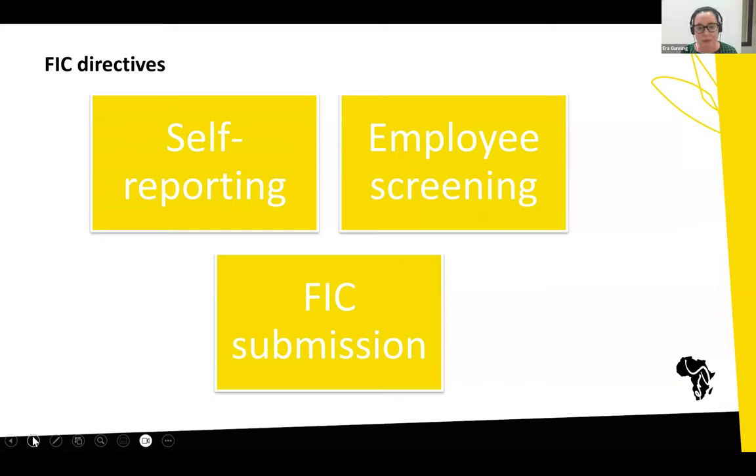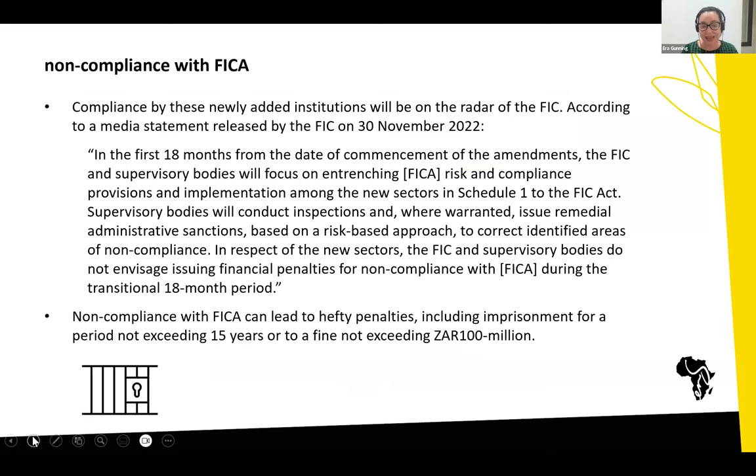For example, there's a self-reporting directive that says if you have missed a report, you have to go and confess. We have to file certain submissions with FIC, and we have to do employee screening. Non-compliance with FICA can lead to 15 years in jail or 100 million rand. So hefty, hefty consequences for non-compliance. And we've got no grace period, but the FIC has mentioned that for the first 18 months, they will probably only issue naughty notices. But once you have a naughty notice, you know that they will be back.